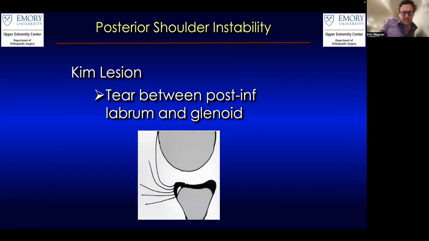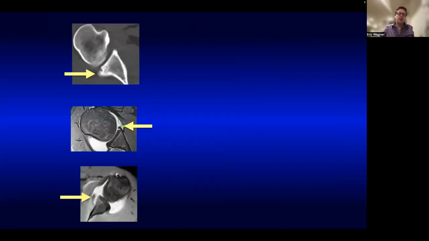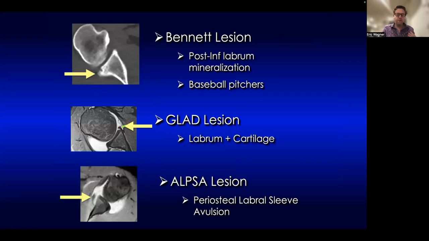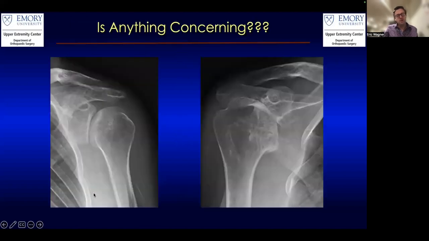So the Kim lesion is just basically a tear off the posterior inferior labrum. These are all little names: Bennett, GLAD, and ALPSA. So basically all forms of either some calcification that baseball pitchers can get, an actual tear of the labrum cartilage, or even peeling it off. So it was right here, and you can see it's been kind of peeled off here.